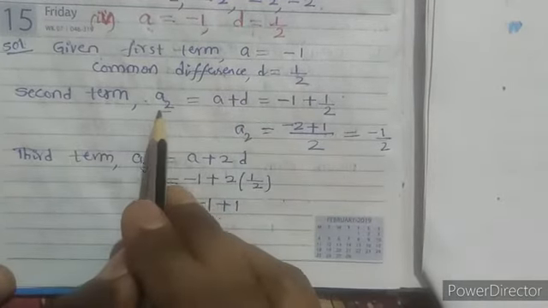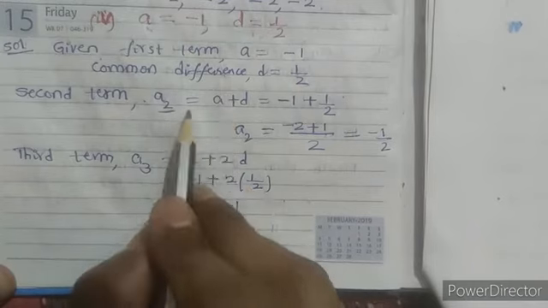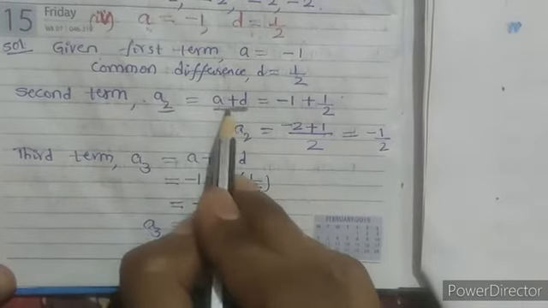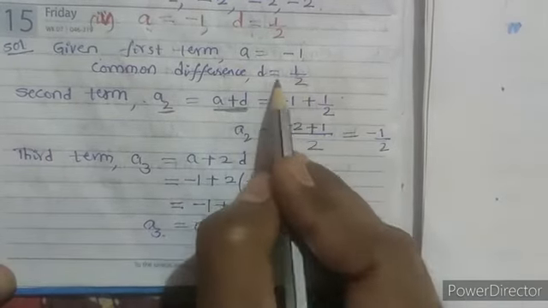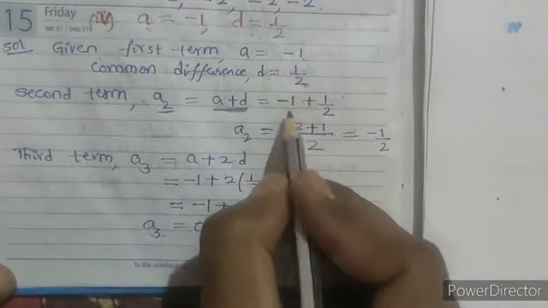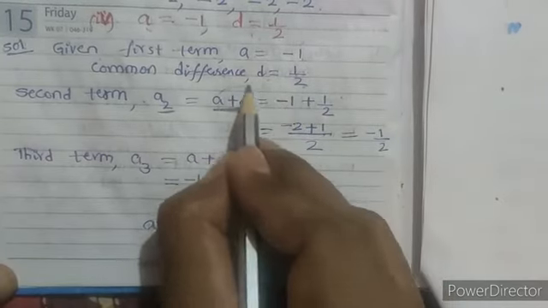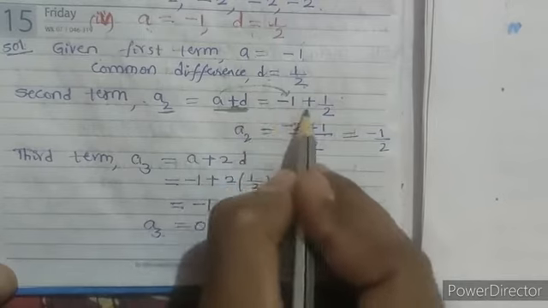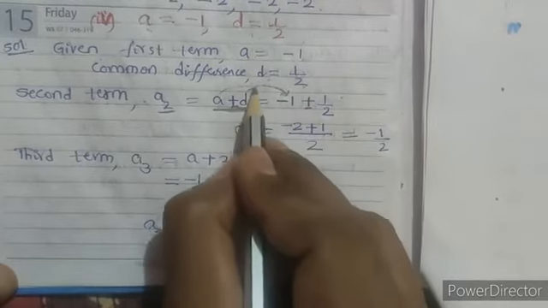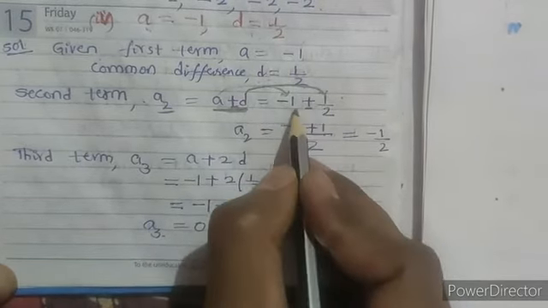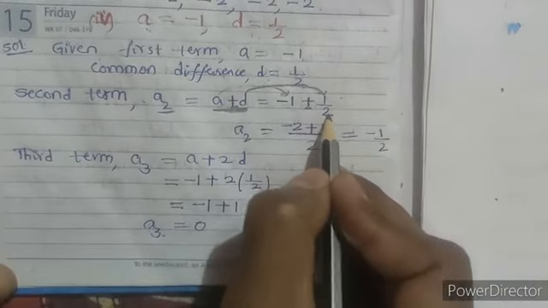Second term is represented as a2. As per the general form, a2 is a plus d. a value is minus 1, d value is 1 by 2. Minus 1, a value is minus 1. For this plus, you can write this plus. d value is 1 by 2. Minus 1 plus 1 by 2.